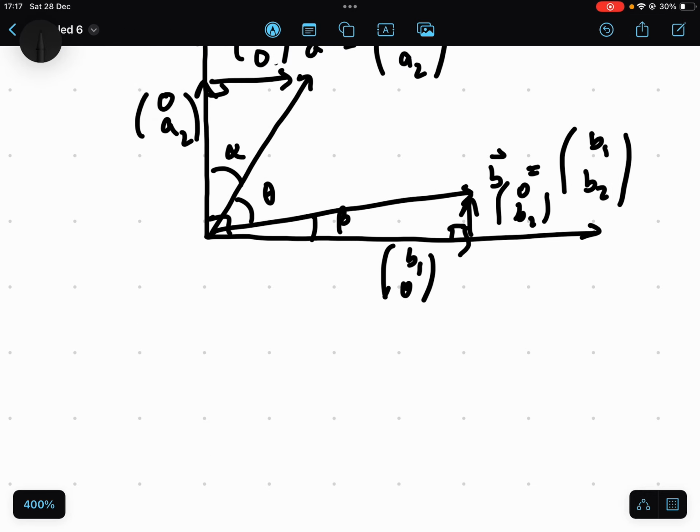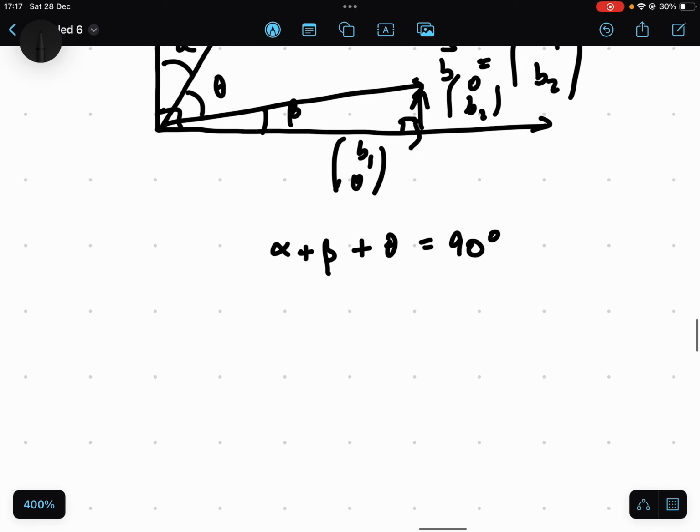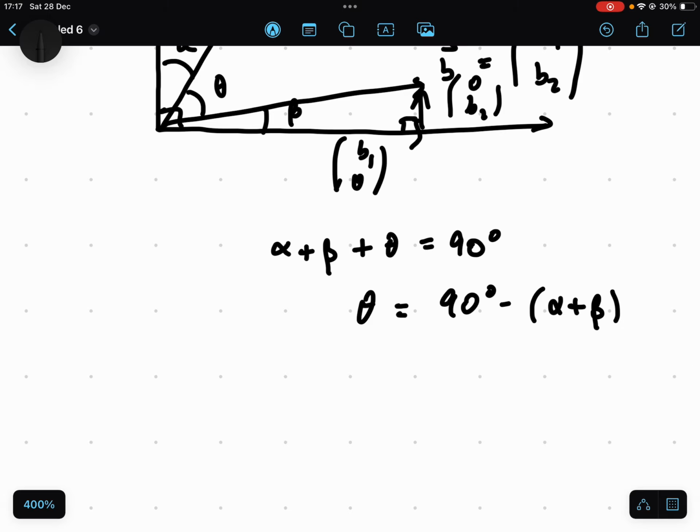And the first thing we can do is we can get an equation that links all the angles together. Alpha plus beta plus theta equals 90 degrees. And we already kind of got an equation for theta. All right, there we go. That's our equation for theta.